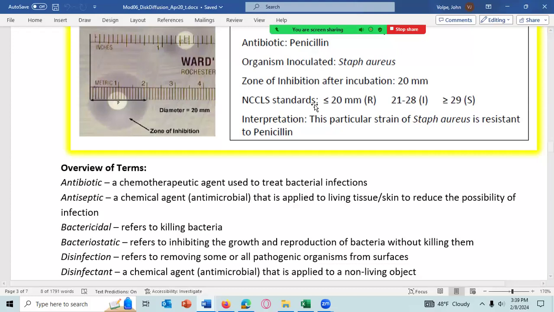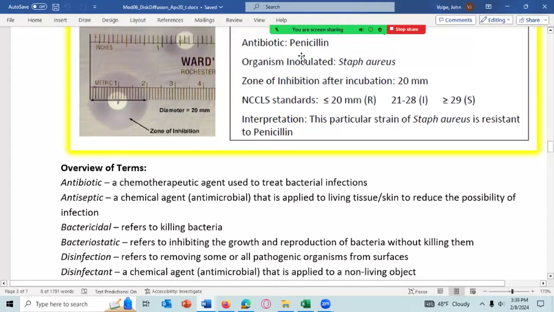So it's 20 millimeters or less for Staphylococcus aureus, but Staphylococcus epidermidis may be different for the size of the resistance for penicillin G. And of course, with a different antibiotic, it usually is a different size for the same organism. Any question about that?